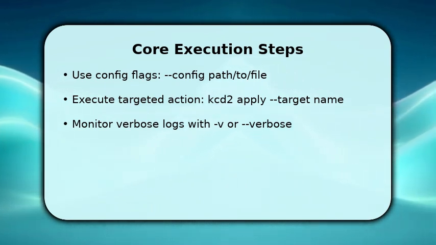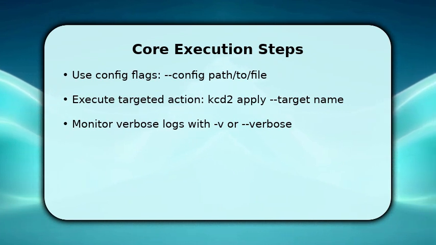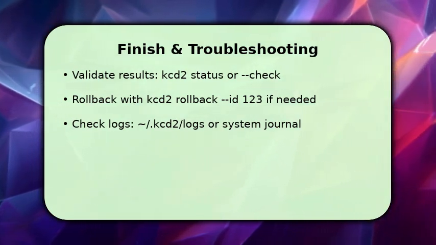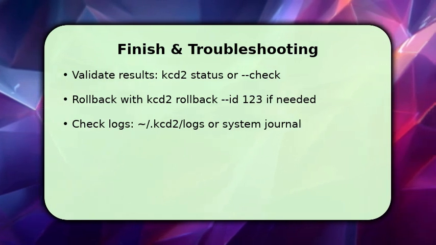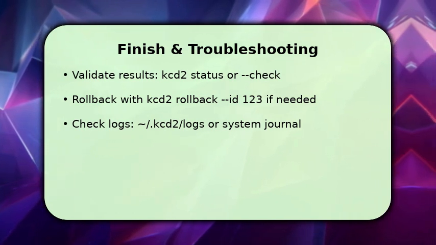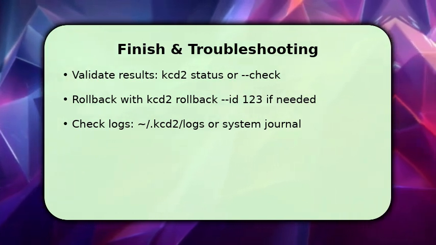You finish by validating the final state with Kcd2 status or Kcd2 check to confirm expected changes applied. If something looks wrong, run Kcd2 rollback --id <operation ID> to revert to the prior state. This is why you used dry run earlier.